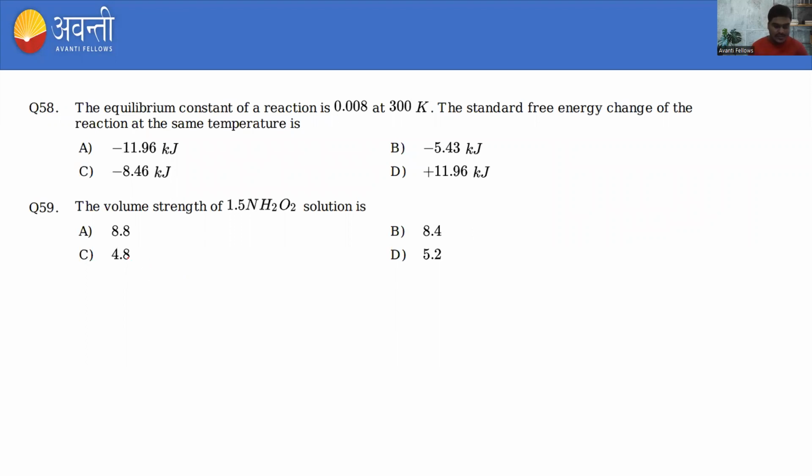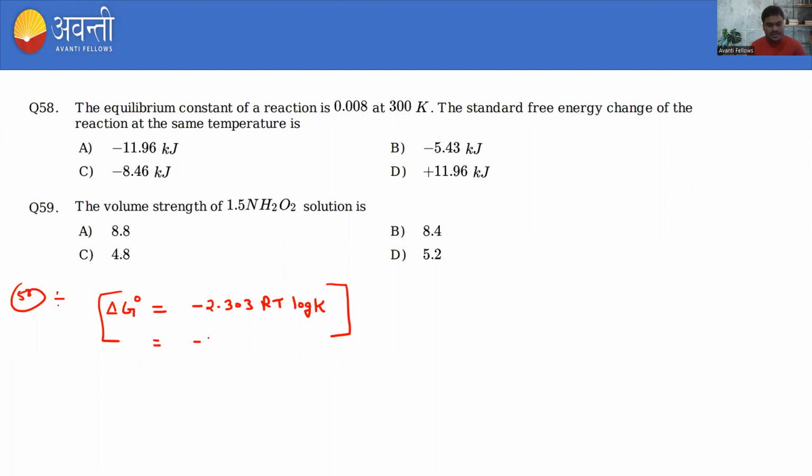So how will you find this? Let's see. We use a simple formula for this question, that is the Gibbs free energy formula. So what is the formula for the Gibbs free energy? That is delta G naught is equal to minus 2.303 RT log K. So delta G naught is equal to minus 2.303 RT log K.